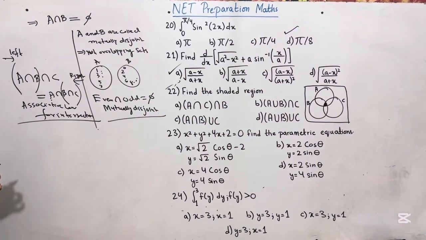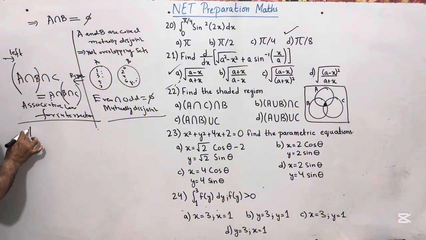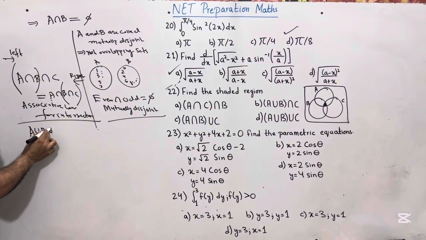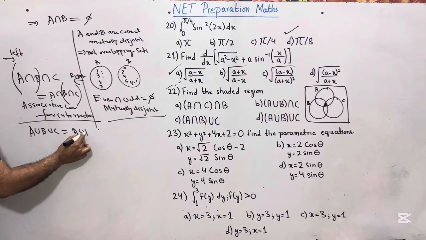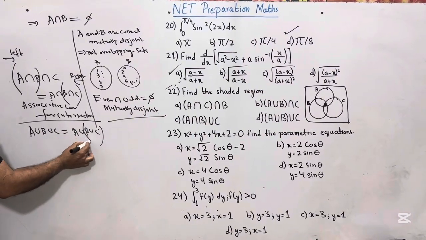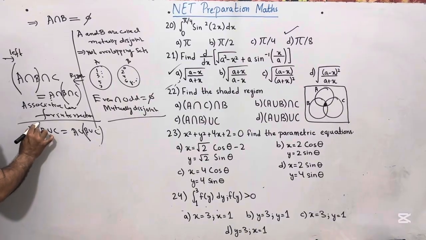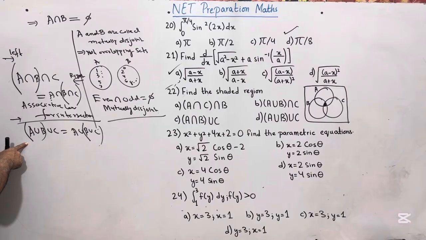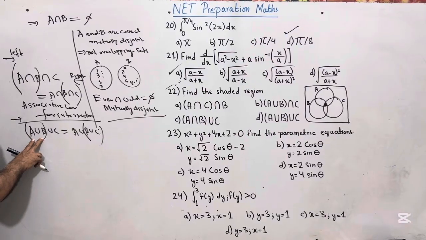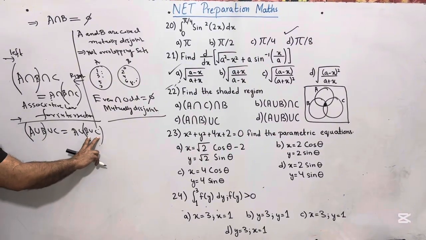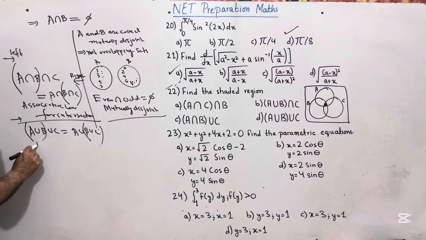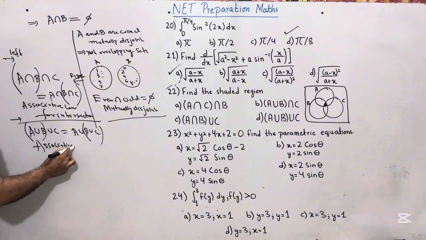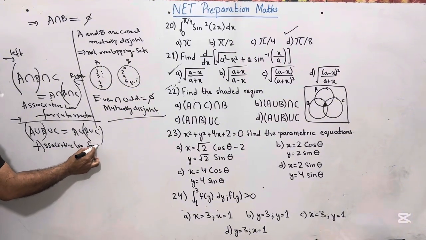Similarly, in the same way, if instead of intersection there is union, A union B union C is equal to A union B union C. Again the bracket belongs to B and C here, and to A and B there. It must start from the extreme left: first find the union of A and B, then with C. In that case, first find the union of B and C. This is known as the associative law for union.